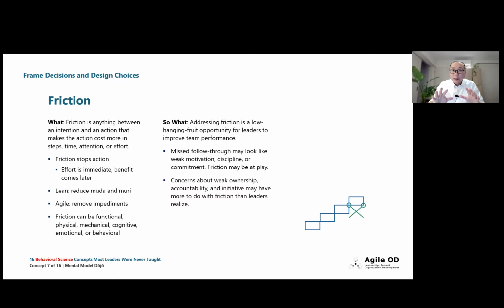Friction quietly pushes people towards shortcuts, workarounds, and whatever is easiest in the moment. It drains attention that could otherwise go into independent judgment, learning, and creativity. That said, not all friction is bad.